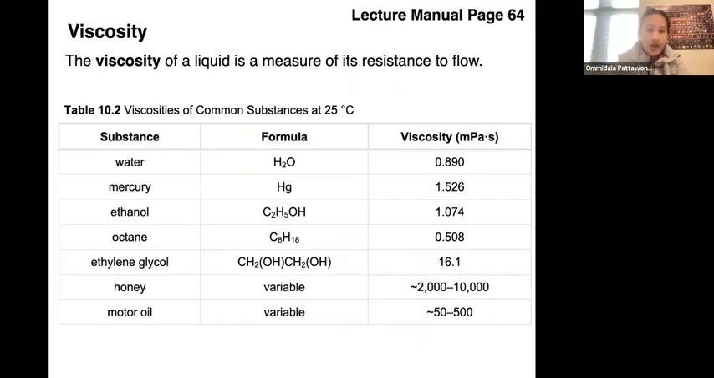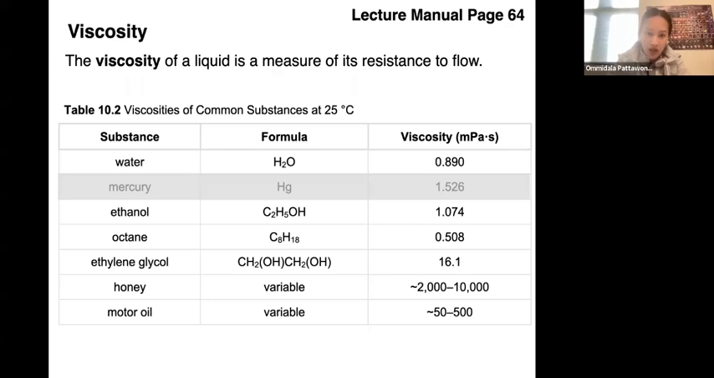Here is a table of the viscosity of common substances at 25 degrees Celsius. The reason we specify the temperature is that temperature also has an effect on viscosity. You probably notice that the ones with larger molecules have a higher viscosity value, which indicates they are more viscous, for example honey. Just note that mercury, even though it has the smallest formula, has higher viscosity because of the metallic bonding between the atoms of mercury.